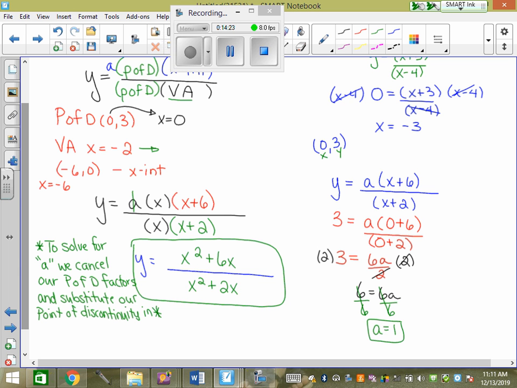So you have to put in your points of discontinuity factors, your vertical asymptote factor, your x-intercept factor, and solve for a using the point of discontinuity with those factors out every single time. But if it's just an asymptote, vertical and horizontal, you can just plug it into the transformation equation. Okay.